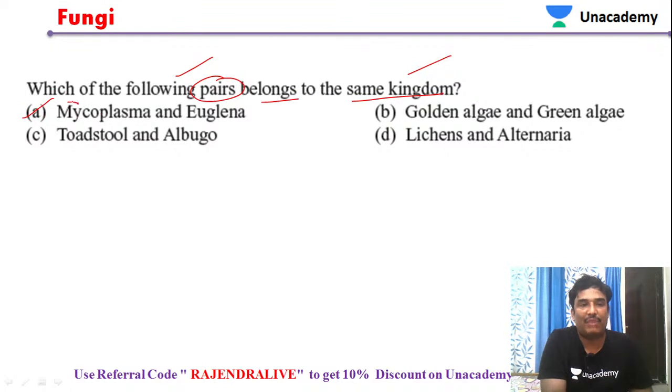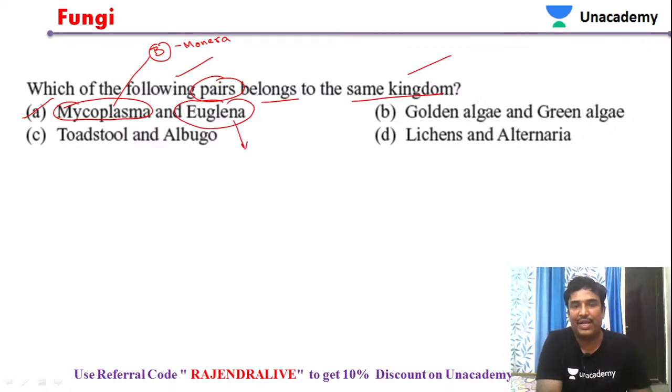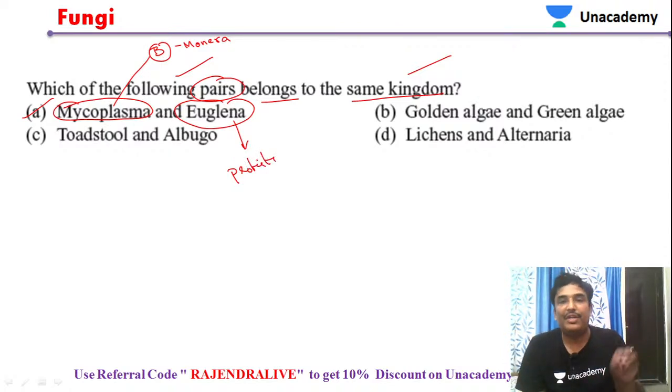Mycoplasma. If you see, mycoplasma is bacteria, so it belongs to kingdom Monera. Bacteria belong to kingdom Monera. Then Euglena. Euglena belongs to Protista. So two members are of different kingdoms. So option A cannot be our answer in this case.